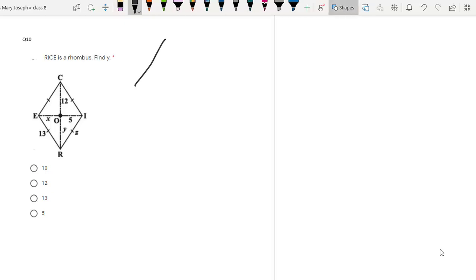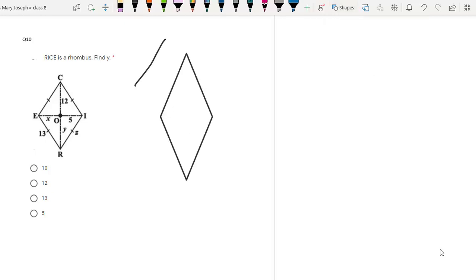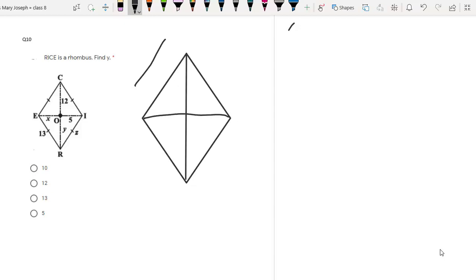One second. Shapes. Okay. You can see. Okay. One second. Okay, so the name is RICE.